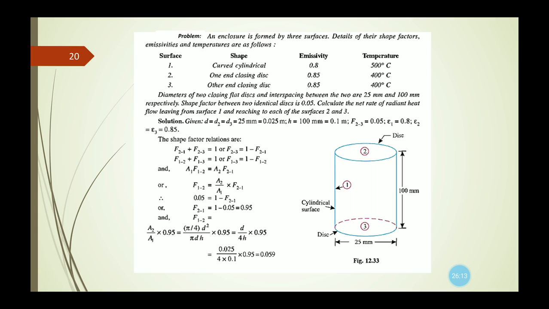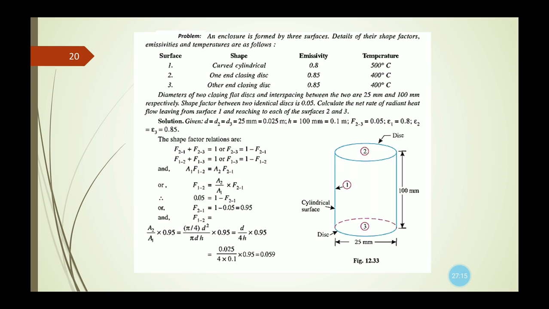Now here we need to use the concept of shape factor algebra. What are the things given here? The diameter d equals d2 equals d3, which equals 25 mm, that is 0.025 meter. The height of the cylindrical surface is h equals 0.1 meter. F23 is given as 0.05, the shape factor between the two identical disks. Epsilon 1 is given as 0.8, and epsilon 2 and epsilon 3 are equal, that is 0.85. And the shape factor relations: F21 plus F23 equals 1, so F23 can be written as 1 minus F21.